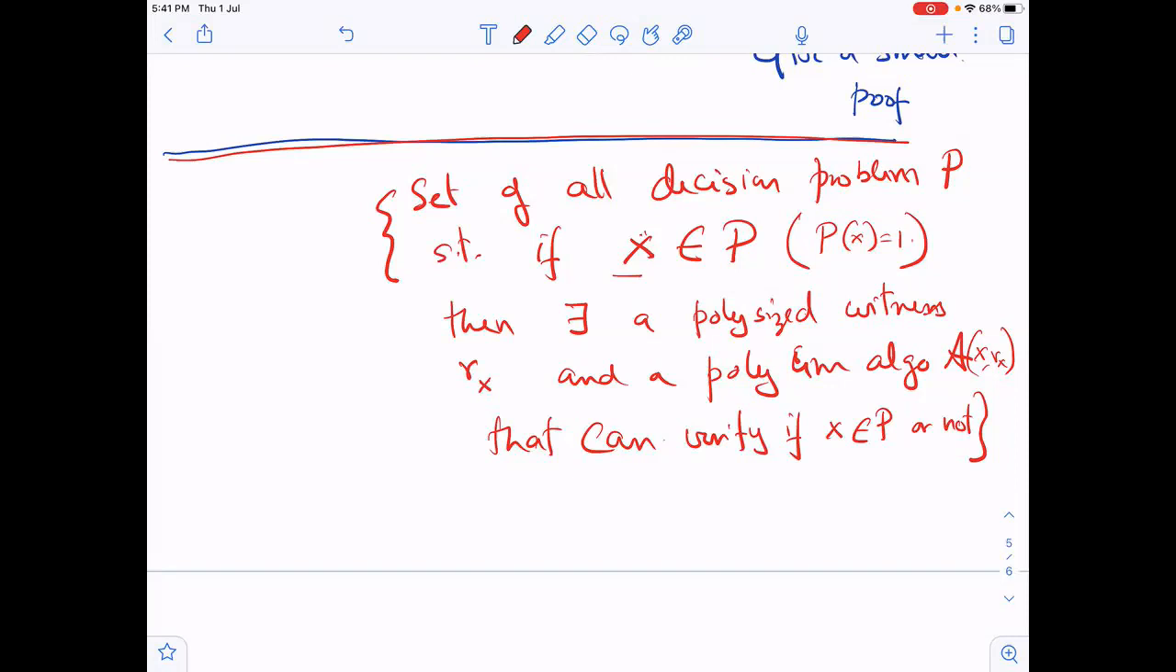So if x is in P, only then I insist that there has to be a small proof or small witness that x is in P, and that can be verified quickly. Is this definition kind of clear? Should I repeat it?